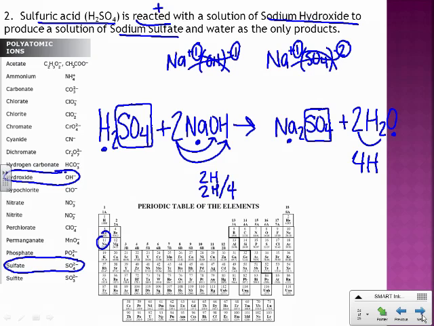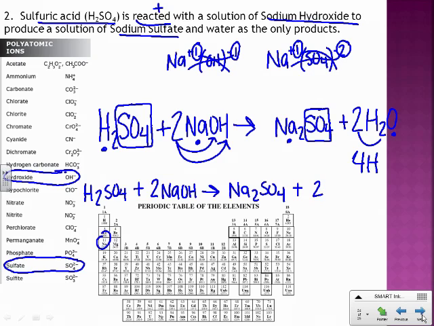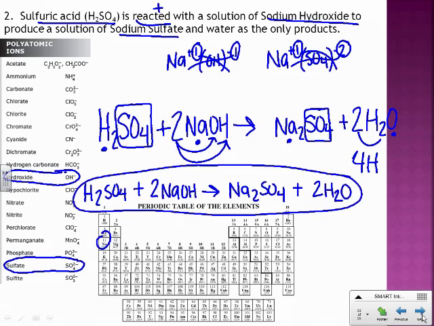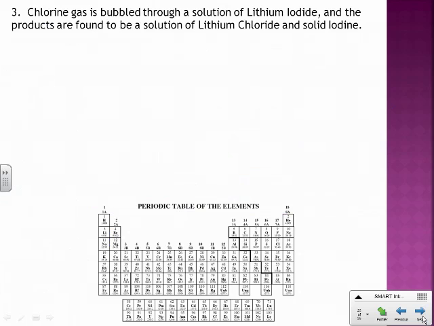So that adds up to being 4 H's on the left side. So those are balanced. So your final balanced equation comes out to be 1 H2SO4 plus 2 NaOH's produces 1 Na2SO4 plus 2 H2O's. And there's your final answer for that question. All right, let's move on to number 3.